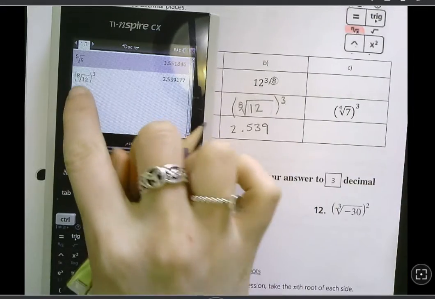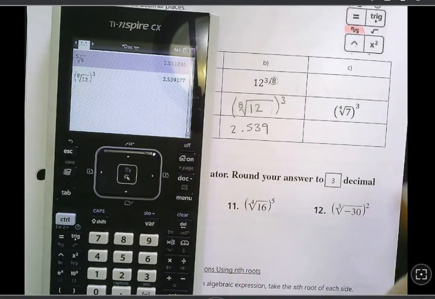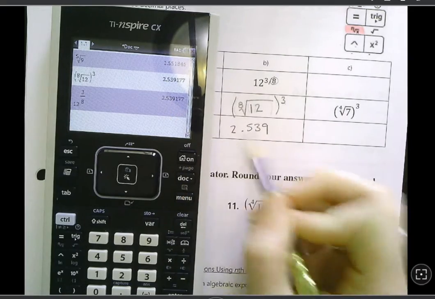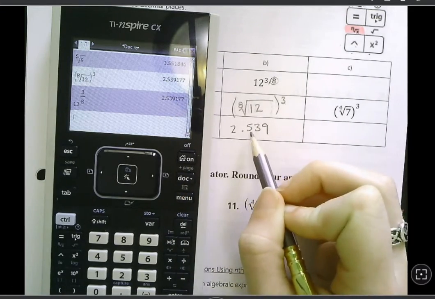Now, if you don't like having to go in and type the nth root in, another way you can do this is just saying, okay, well, 12 to the, and you can just type in that 3/8 power, 3 divided by 8, click enter, and you'll get the same thing, 2.539.